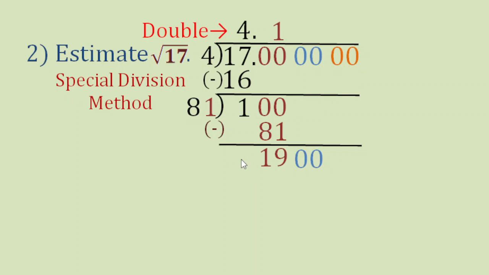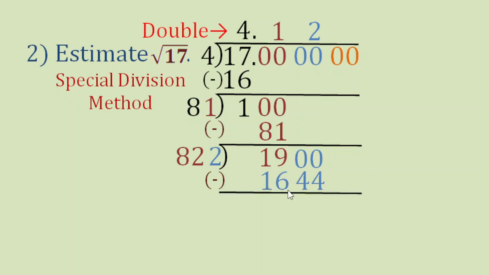Next step, bring down the next 2 zeros. 1,900 is our new dividend. We need a new divisor. So double 41, ignoring the decimal point, that's 82. We need one more digit here, that's 2. And because we put 2 here, we also have to put 2 after 82. Then multiply 2 times 822. The answer is 1,644. Then 1,900 minus 1,644, that's 256.